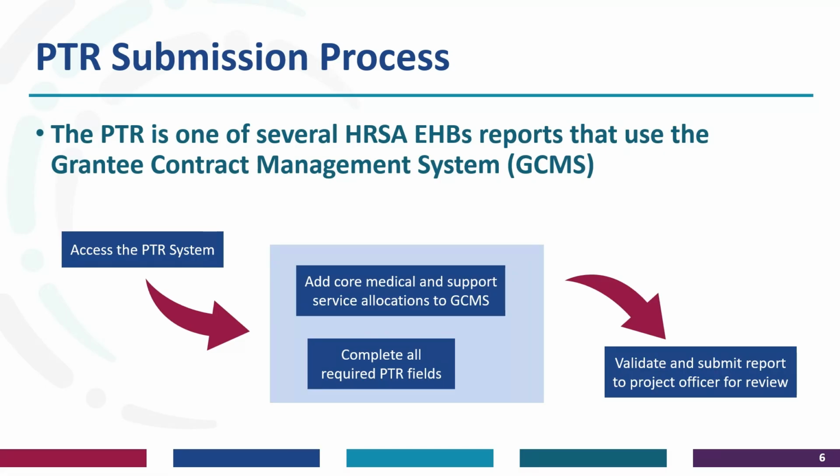Looking at the submission process for the PTR, you'll start by accessing the PTR system through the EHBs. After that, you'll need to complete the PTR, which includes adding your allocations for core medical and support services to contracts in the GCMS, and then completing all required fields in the actual PTR itself. Once you've done all of that, you'll validate your report against HAB's reporting requirements, and then submit it to your project officer for review. We're going to go over each of these steps more in depth on the upcoming slides.